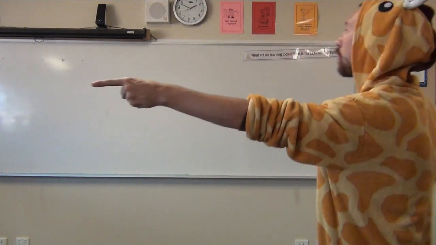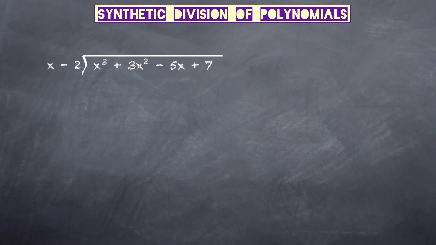Let's check it out. So today we're going to have a look at how to synthetically divide polynomials, but before we do that, let's just have a quick little refresher on the process involved when long dividing polynomials. Now, if you recall back to the animation that I made in regards to long division of polynomials, we had this problem here, that is x cubed plus 3x squared minus 5x plus 7 divided by x minus 2.